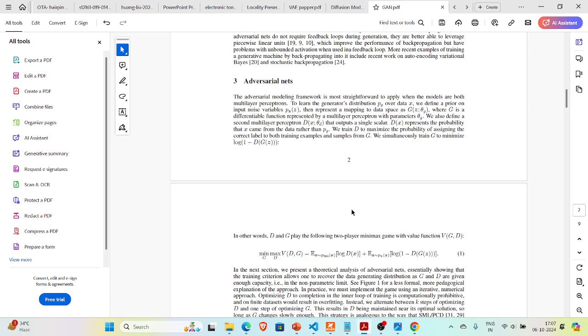So they have defined the adversarial net here. Both models are deep networks, multi-layer perceptrons as I said. So you understand the multiple layers of neural networks, and what we're trying to do is learn the generator distribution PG over x. We define a prior on the input noise variable p(z).